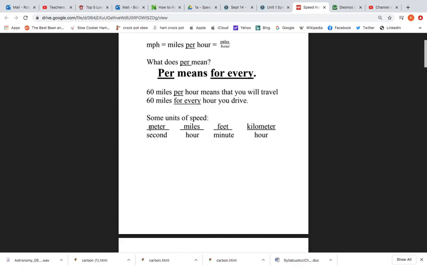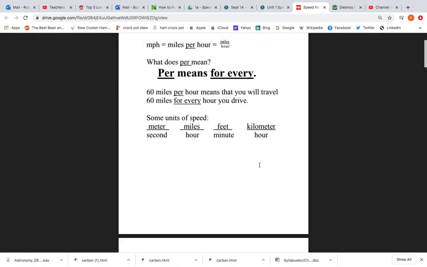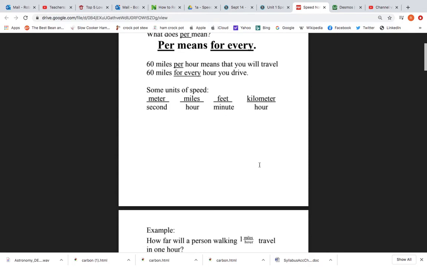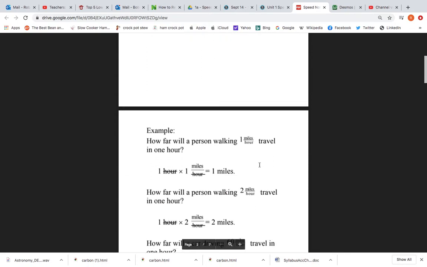Some of the common units that we'll use in this class for calculating speed are meters per second, miles per hour, feet per minute, kilometers per hour. You can really use any unit of distance and time to calculate speed. It's really up to what it is that you're measuring.